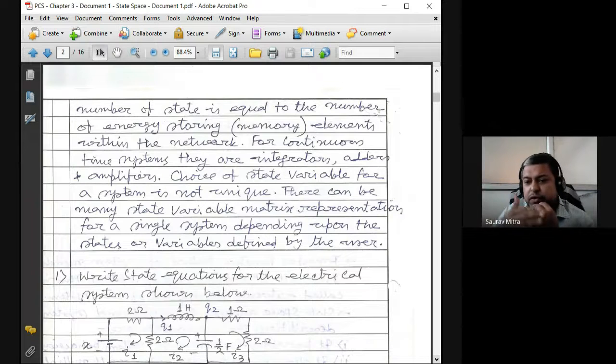Okay, so there are 4 variables. You can take any 2 and you can define the whole system and its responses by means of 2 state variables. So for a continuous time system, the state components are integrators, adders, and amplifiers. So these are different state components.